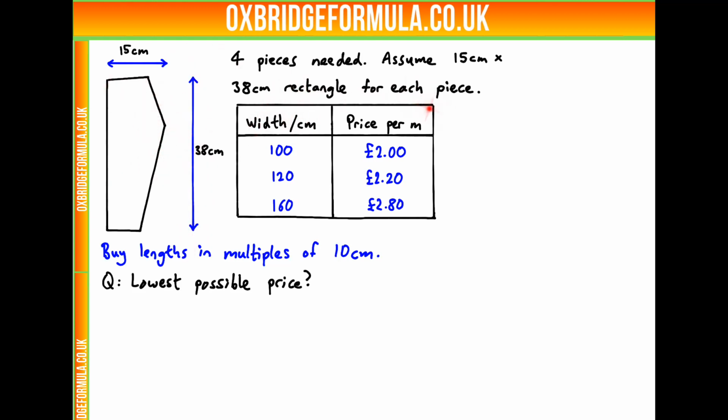each of these pieces. We're given 3 different widths of fabric from the shop and the price per meter for each of these. And we're told that the shop lets you buy lengths in multiples of 10 centimeters. Therefore, based on this information, what is the lowest possible price that he could pay?